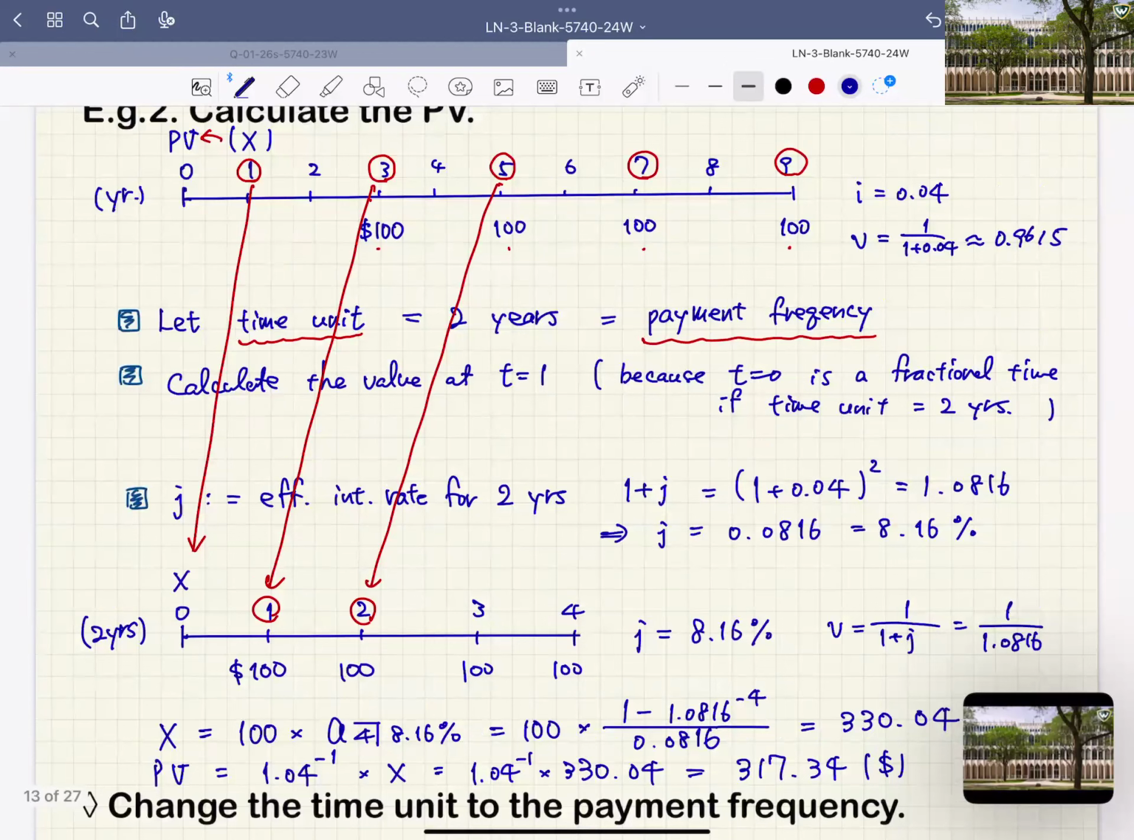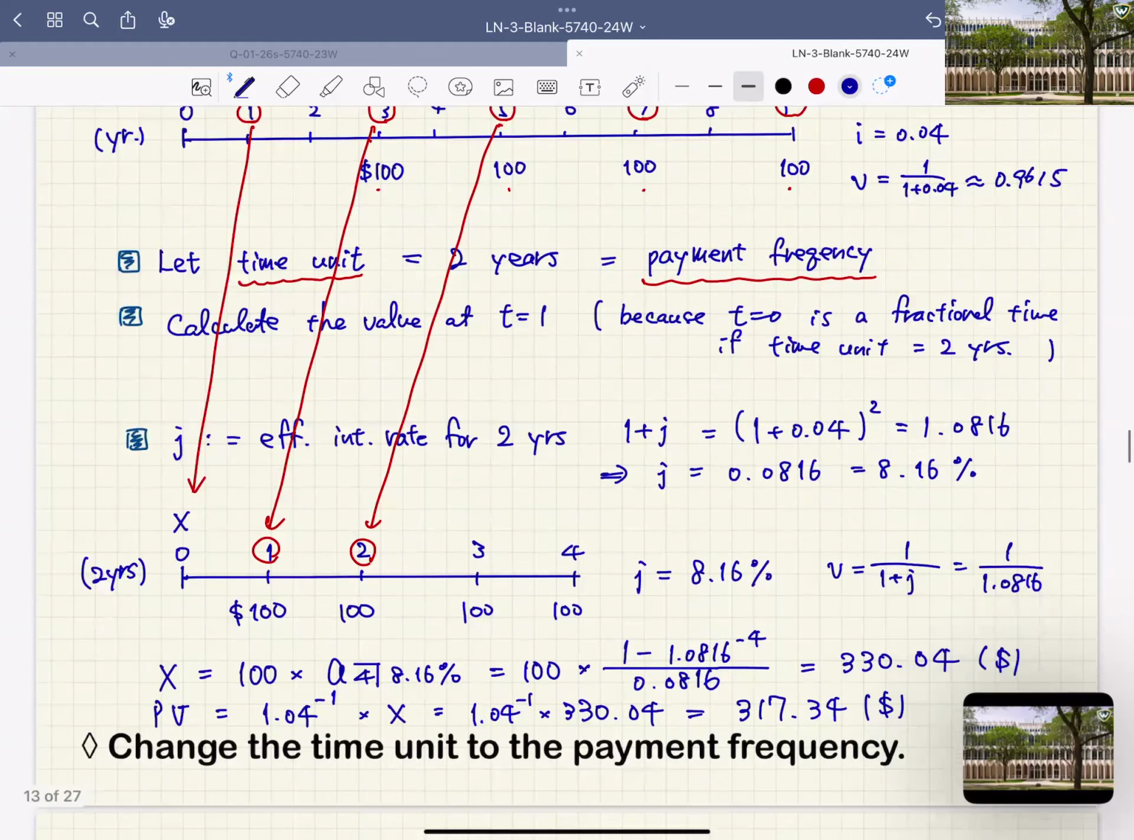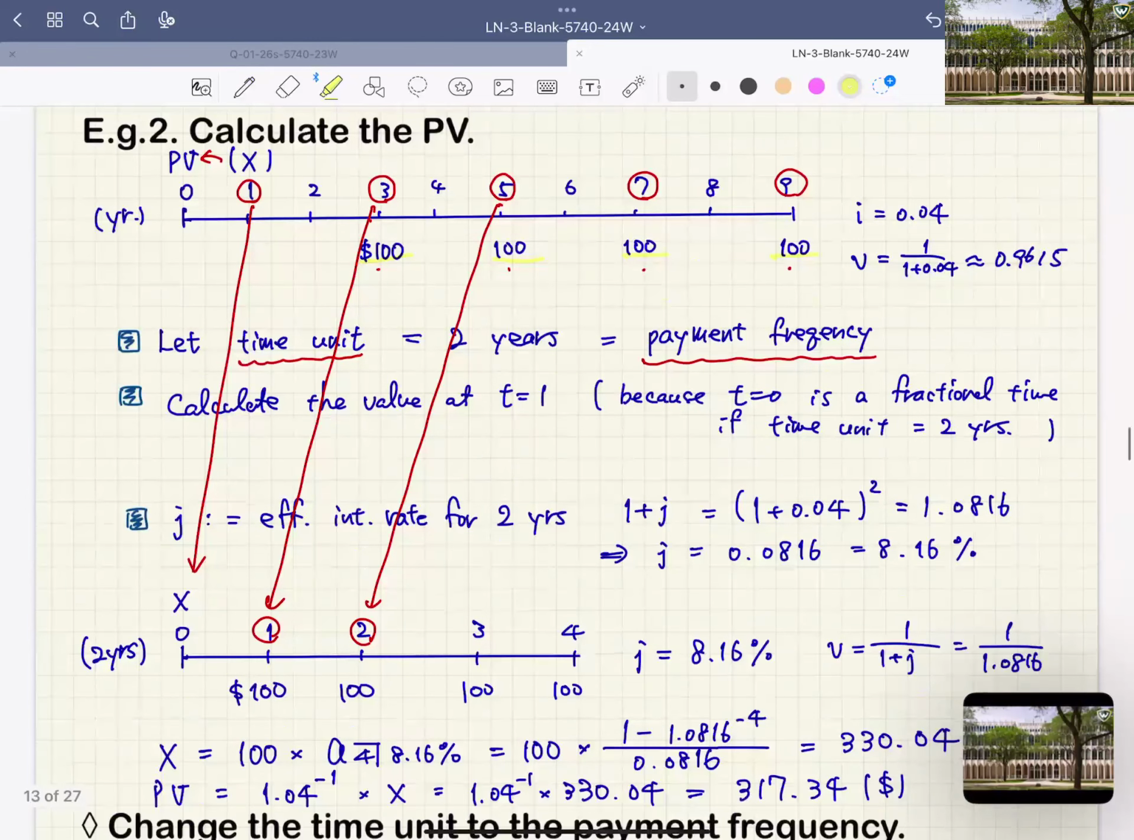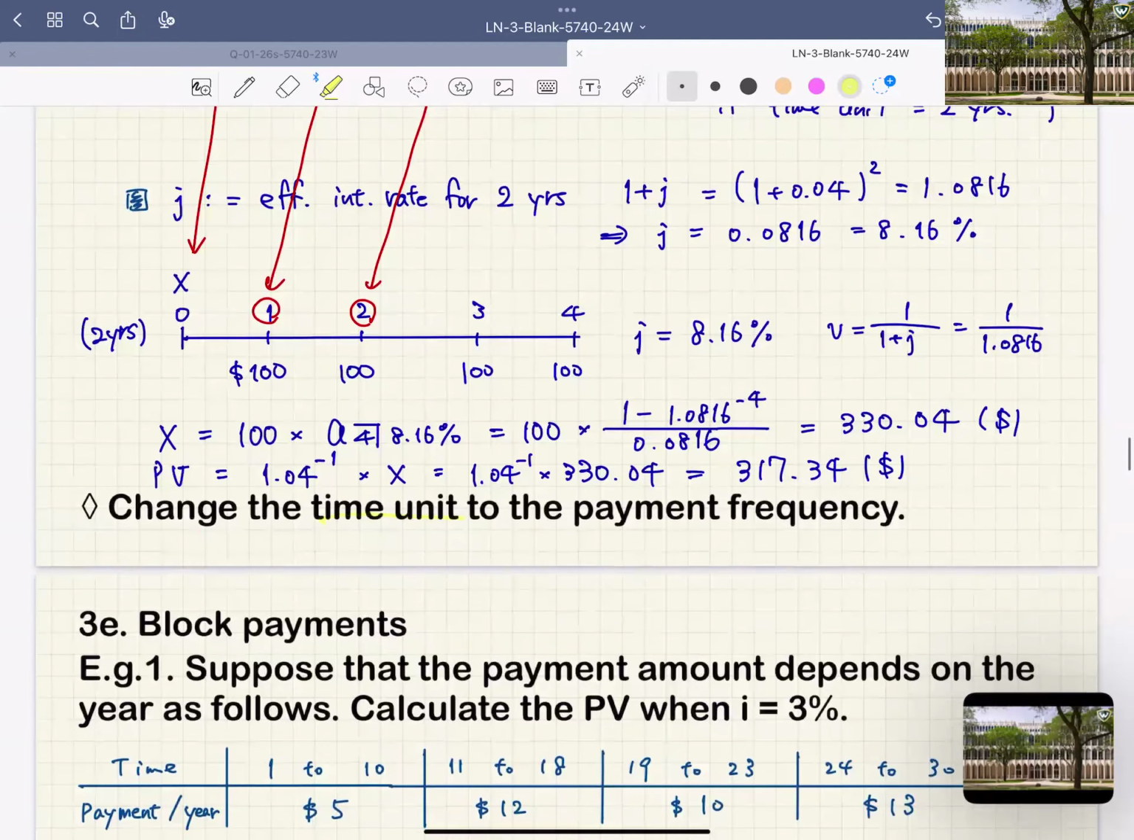So the key point is that we have to make the time unit equal to the payment frequency. Otherwise, it's pretty hard to calculate. Maybe there are some other ways, because we only have four cash flows. We can calculate the present value of each of these $100 payments and add up the 4 numbers. That's possible, but that becomes difficult if we have more payments, right? So the key is the time unit equal to payment frequency.